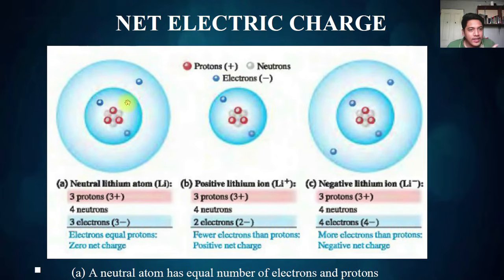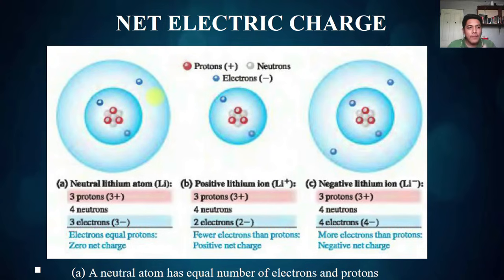Why? It has a net electric charge of neutral because the number of protons, represented by the red spheres here, is equal to the number of electrons, represented by the blue spheres here. So we say that this atom is a neutral atom. So what will happen if I strip off this electron by applying a certain amount of energy?